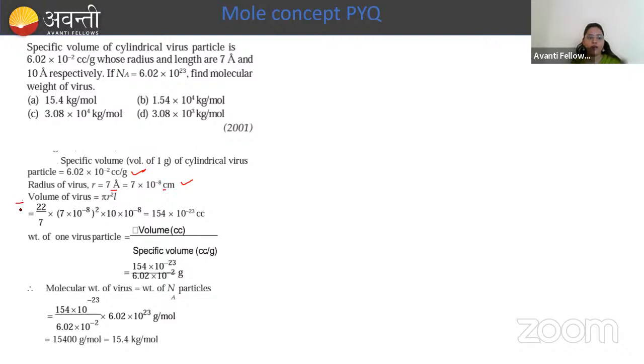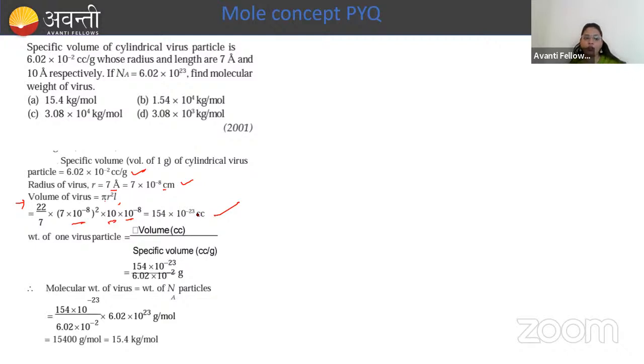So you know the volume of the virus is equal to pi r square L, because it is a cylinder. The volume of a cylinder is pi r square L. So the value of pi is 22/7, or you can put 3.14 also. The value of r I have written as 7 into 10 raised to minus 8 centimeter, squared. L is the length, write down the length. It is also in angstrom. I have converted it into centimeter. You will get the volume in terms of cc.